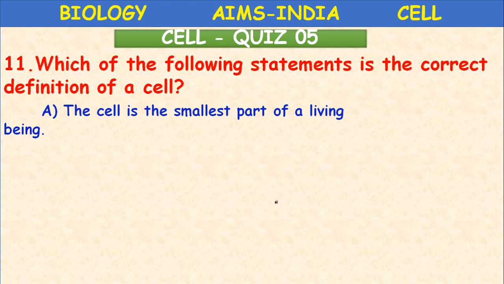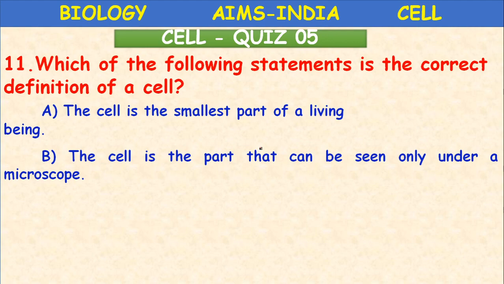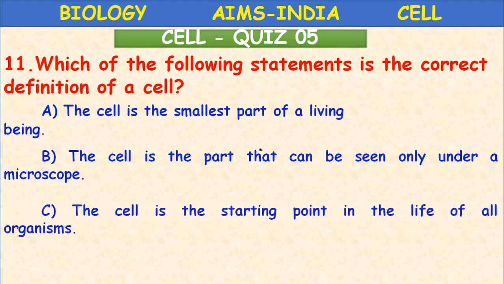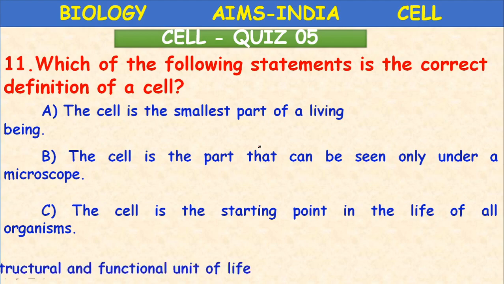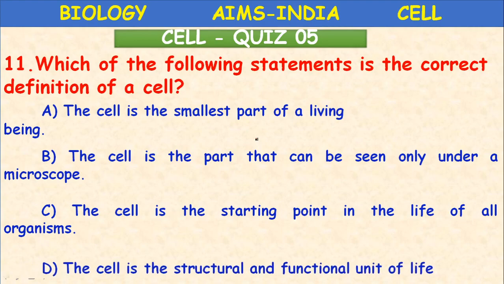Which of the following statements is the correct definition of the cell? The cell is the smallest part of living being. The cell is the part that can be seen only under a microscope. The cell is the starting point in the life of all organisms. The cell is the structural and functional unit of life. So you have to consider cell theory, the definition of the cell. You can define the cell as, yes, D, the structural and functional unit of all living organisms, or structural and functional unit of life. Okay.